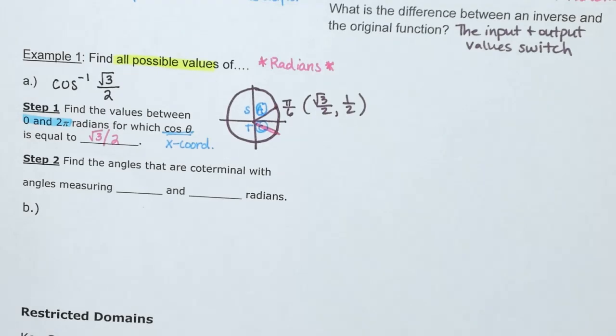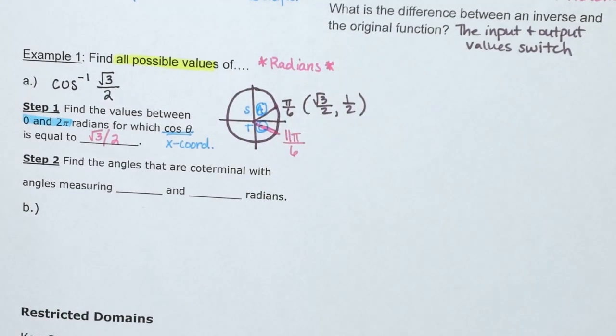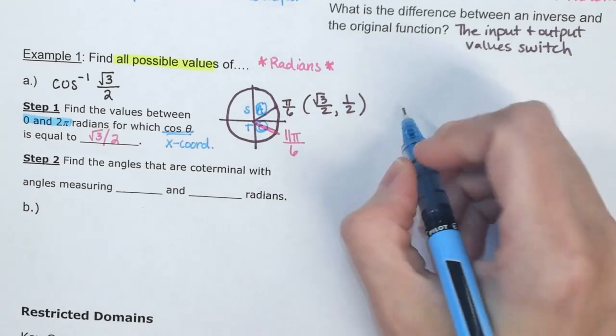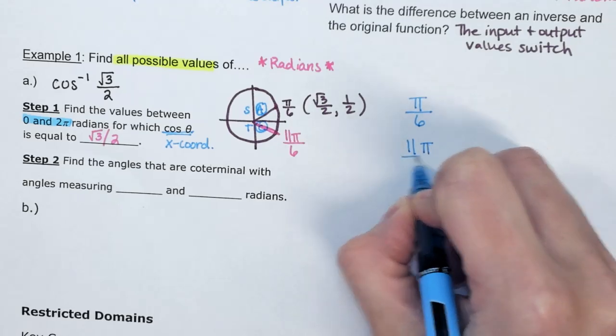What's the reference angle of pi over 6? Pi over 6. So do you guys know what this is going to be? 11 pi over 6. Yeah. Do you guys know another name for 11 pi over 6? Yep, negative pi over 6. We'll talk about that one later. Okay, so part of your final answer is going to be pi over 6 and 11 pi over 6. There's just one more thing we have to do.